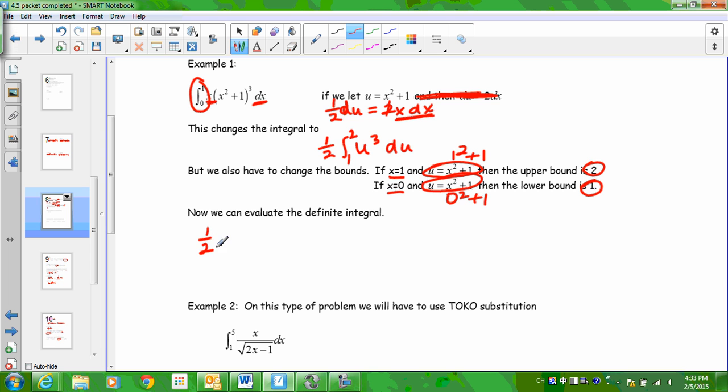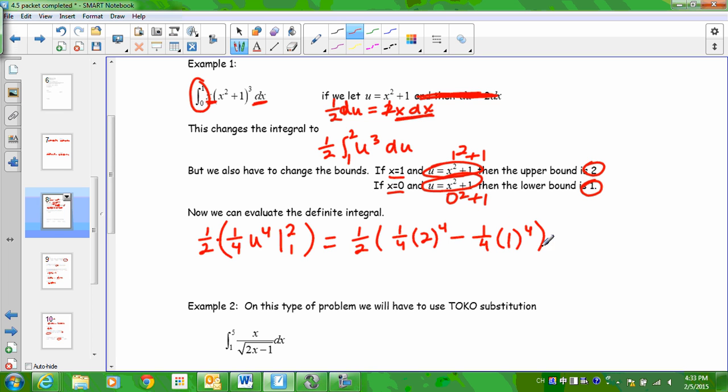Now we're going to go ahead and actually finish this problem. So when we evaluate it, if you think about it like this, I'm going to go ahead and put parentheses. You can take the antiderivative, and remember we have to actually plug those numbers in. So then I have a half, I plug in the 2, so that's 1/4, 2 to the 4th minus 1/4, 1 to the 4th. Okay?